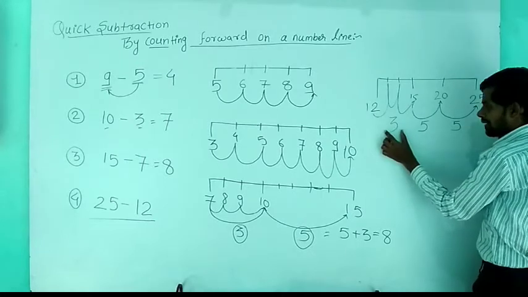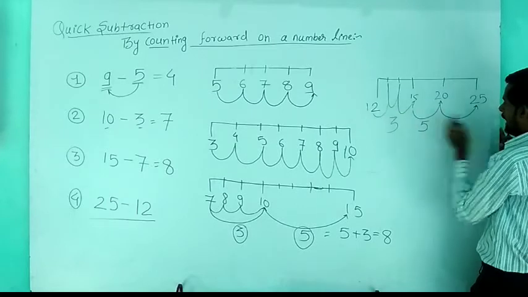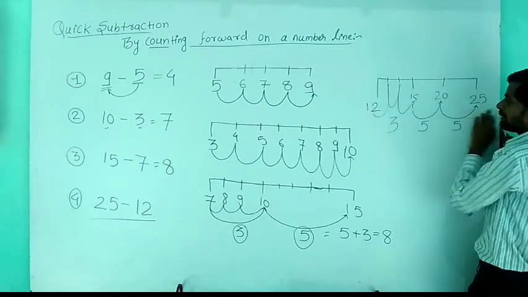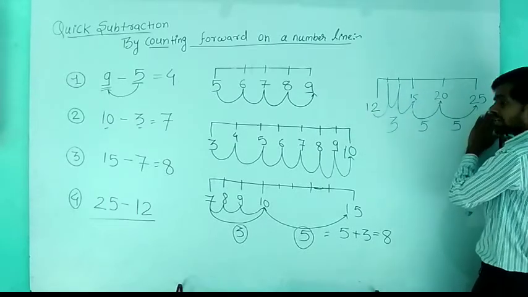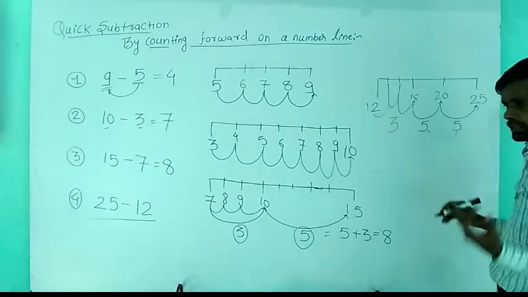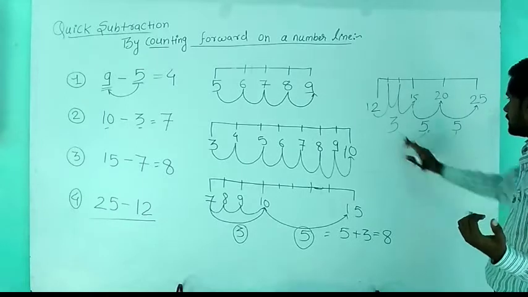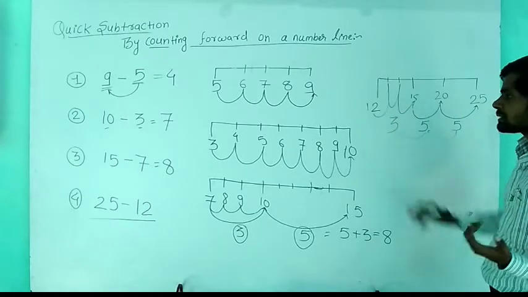So what we will do, we will add these numbers so that we will get the difference between the 12 and 25. हमको पूरा का पूरा डिफरेंस मिल जाएगा, यानी कि बीच में जितने भी नंबर्स हैं सारे मिल जाएंगे. So add them. 5 plus 5 is equal to 10, and 10 plus 5 is, oh sorry, it is 3. 10 plus 3 is 13.